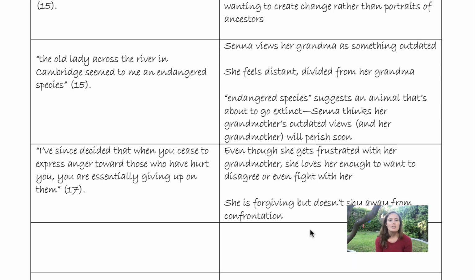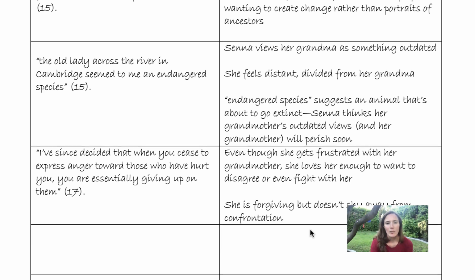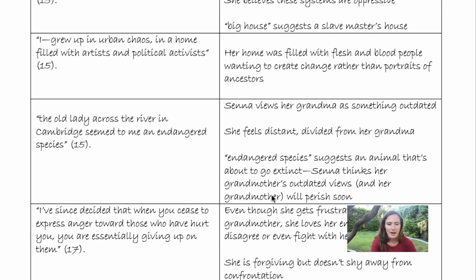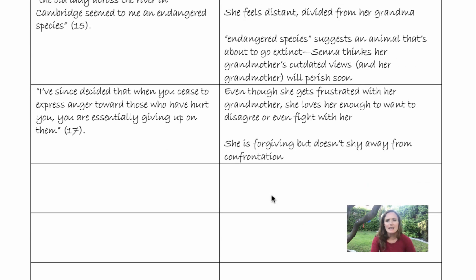I've since decided that when you cease to express anger towards those who have hurt you, you're essentially giving up on them. So what do we learn about Senna from this quotation? Again, the whole purpose of this part of the chart is to analyze our first character, Senna, the narrator, through how she describes her grandmother or her own upbringing or her home growing up. So we learn that Senna gets frustrated with her grandmother, but she also wants to connect with her. Doesn't want to give up on her.